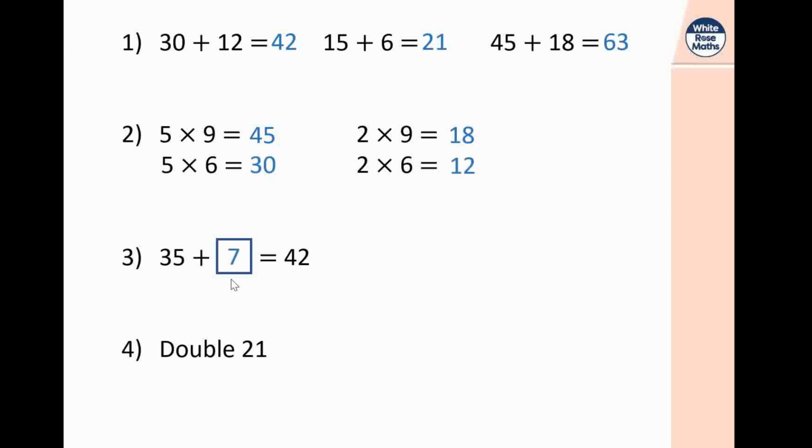Okay. 35 plus 7 equals 42. Again, 35 is in the 7 times table. Of course, 7 is in the 7 times table. And 42 is. Double 21 is 42. Yeah, because 21 is in the 7 times table.